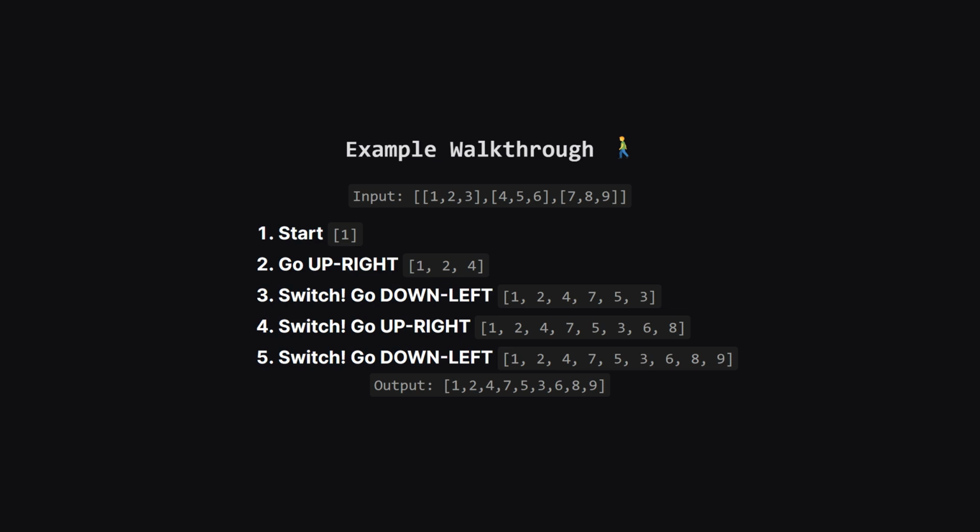We start with the number 1. Our result begins with just 1. Next, we move up and to the right, collecting 2, then 4. Our result is now 1, 2, 4. Now it's time to switch. We head down and left, grabbing 7, 5, and 3. We add those to our list. Switch again. We go back up and right, getting 6 and 8. And for the final move, we switch one last time to get the 9. And that's our complete final order.